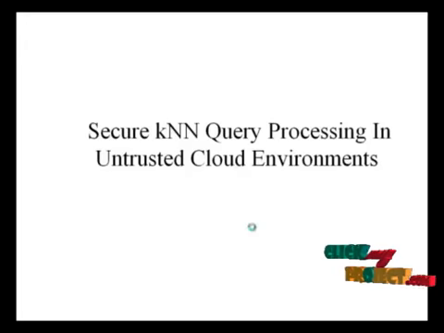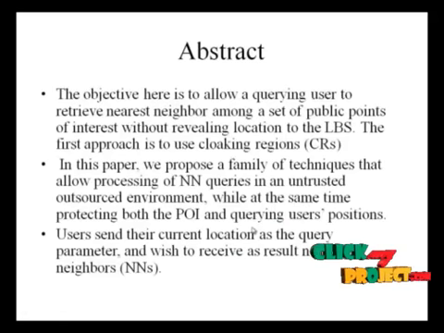Let's move on to the abstract. The objective here is to allow a querying user to retrieve the nearest neighbor among a set of public points of interest without revealing their location to the location-based services. The first approach is to use cloaking regions. In this paper, we propose a family of techniques that allow processing of NN queries in an untrusted outsourced environment, while at the same time protecting both POI and querying users' positions.